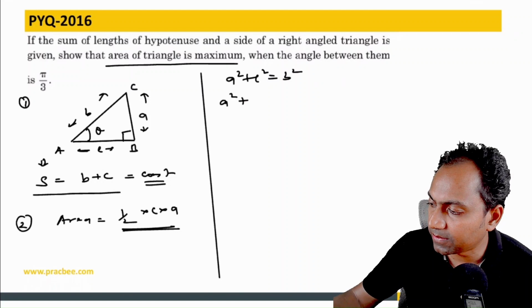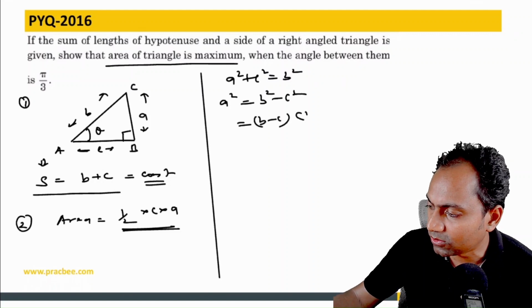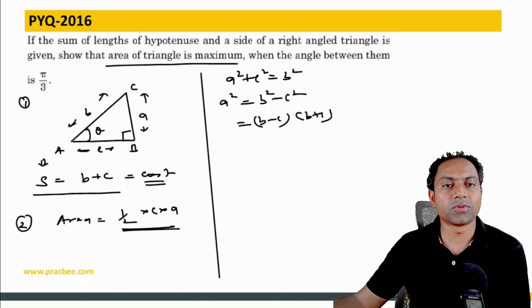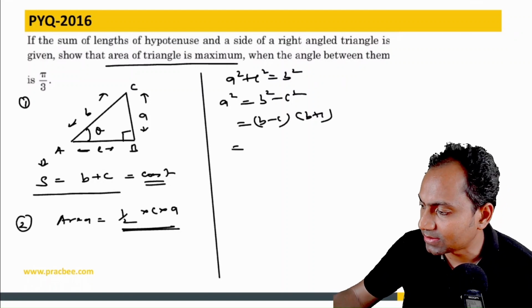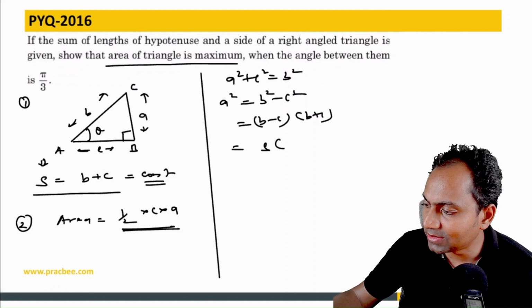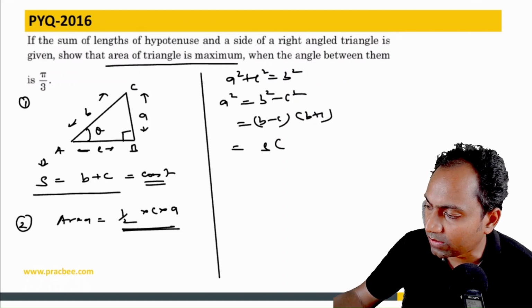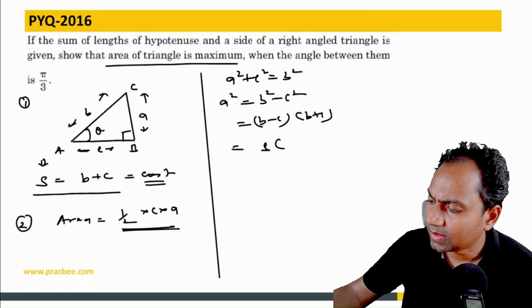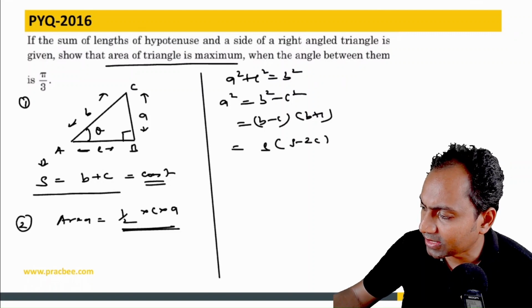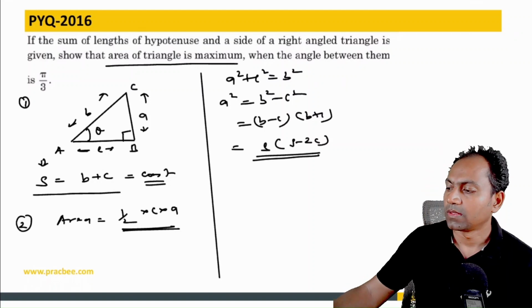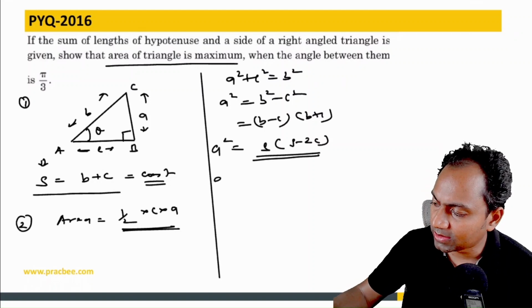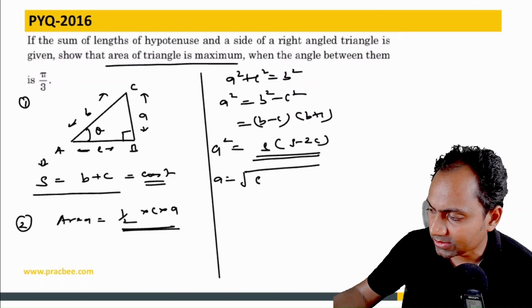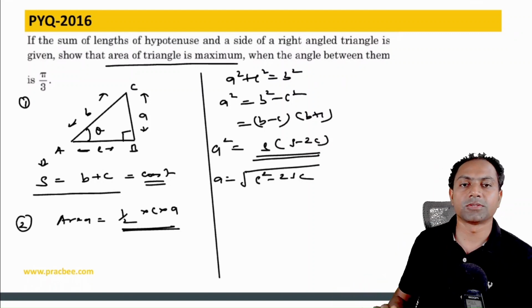If I take c square on the other side, it's nothing but b square minus c square, which can be written as b minus c into b plus c. If I substitute the value of b plus c, it is nothing but s. And in b minus c, I can again substitute the value of b from here. So it becomes s minus c, so this becomes s minus 2c. So the value of a square is nothing but s square minus 2sc, and a is the root of that. This is what we are getting.